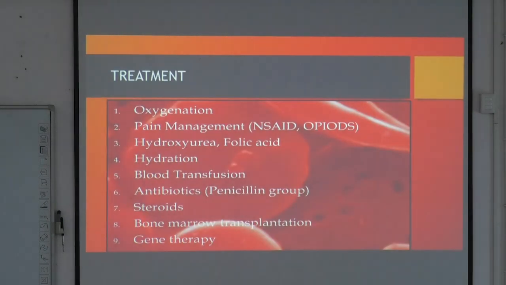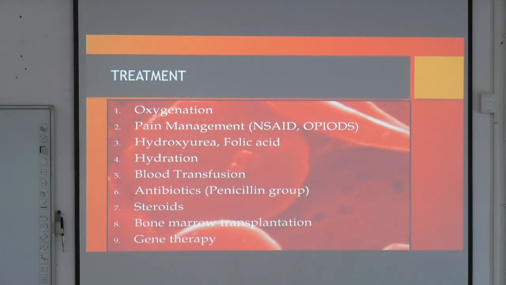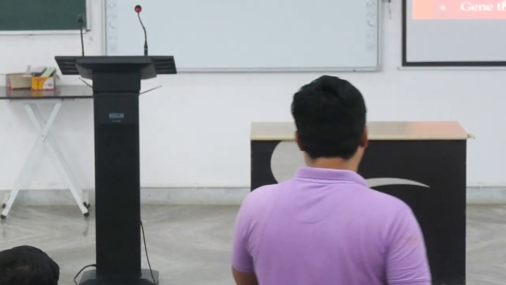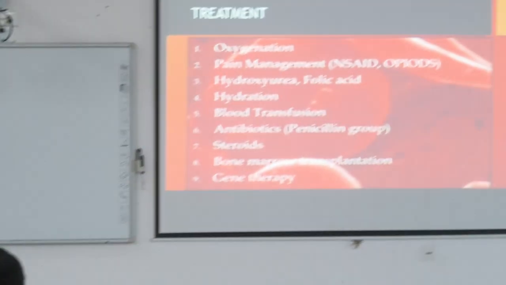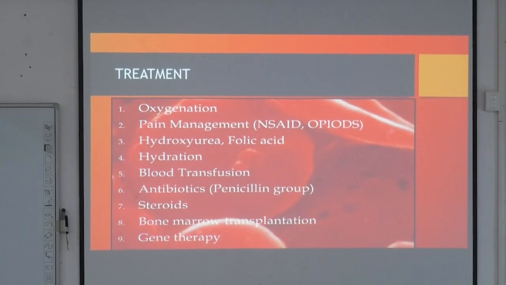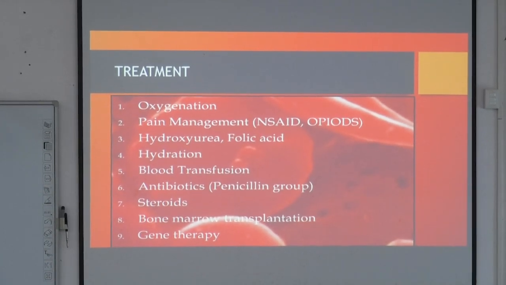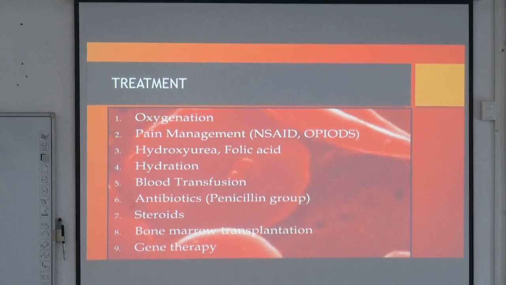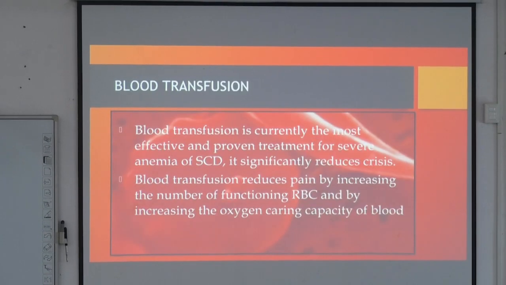Treatment: oxygenation, pain management, NSAIDs, opioids, hydroxyurea, folic acid for the increased maturation of the nuclear material or nucleus, hydration, blood transfusion, most important, antibiotics, penicillin group for treating the infections, steroids for suppressing the inflammation, bone marrow transplantation and gene therapy.